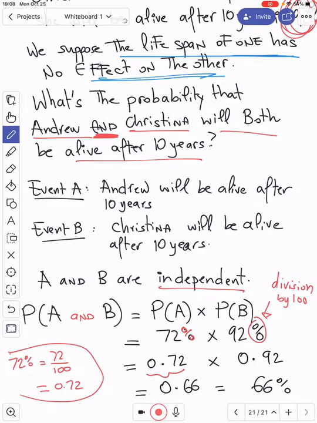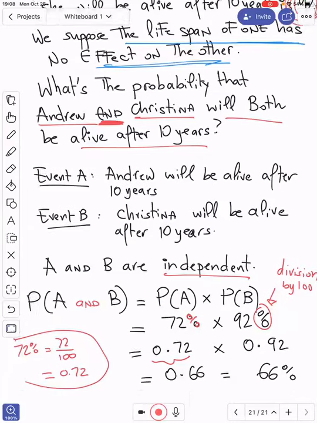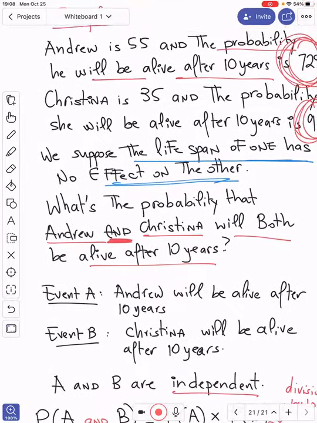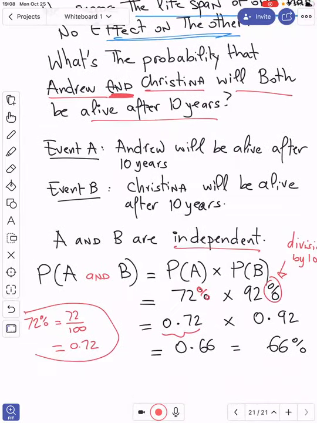Before the exercises, since last time I talked about the addition rule, the probability of A or B, I guess I can talk about the addition rule, and then we can do a lot of exercises. So this is the multiplication rule, because here we multiplied the probability of A times the probability of B. We multiply the two probabilities.